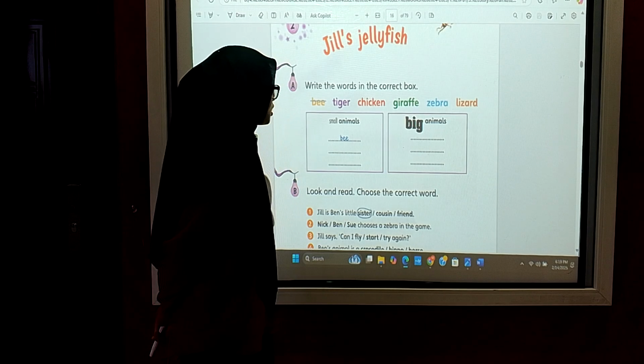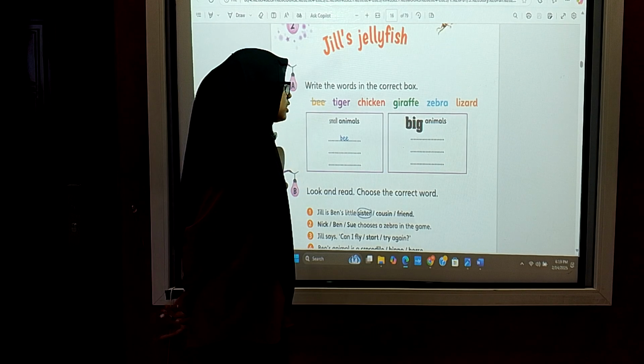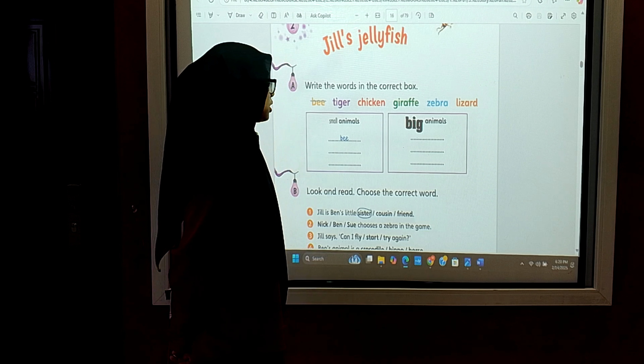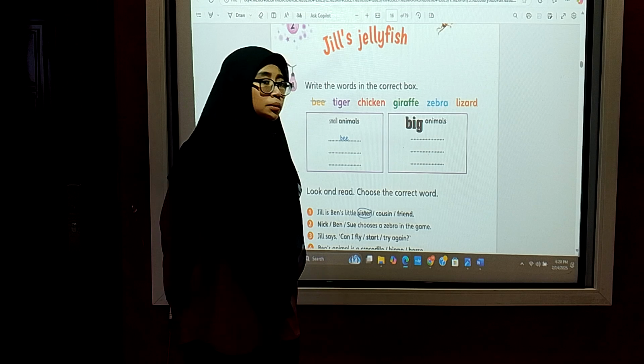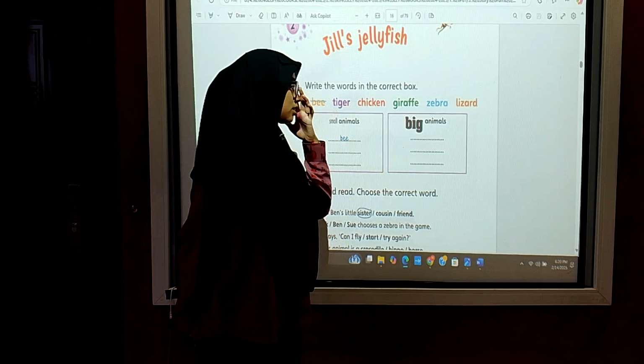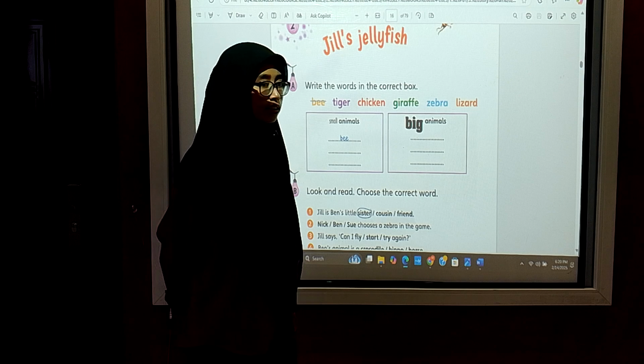Then here the exercise is to write down the words in the correct box. It's about the small and big animals. So I ask them about the meaning first. What is the meaning of bee, tiger, chicken, giraffe, zebra, and then lizard? And then they will answer.